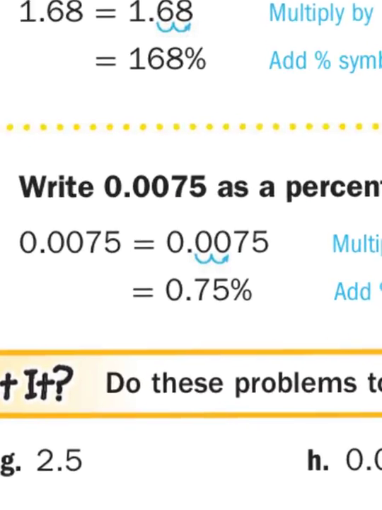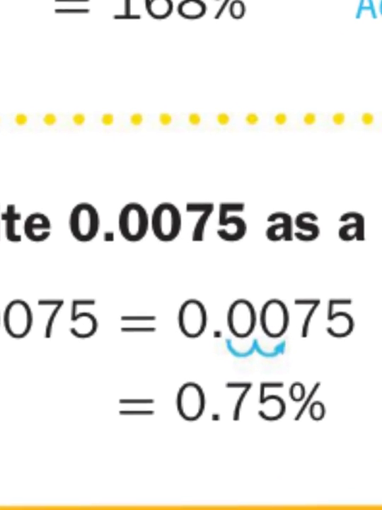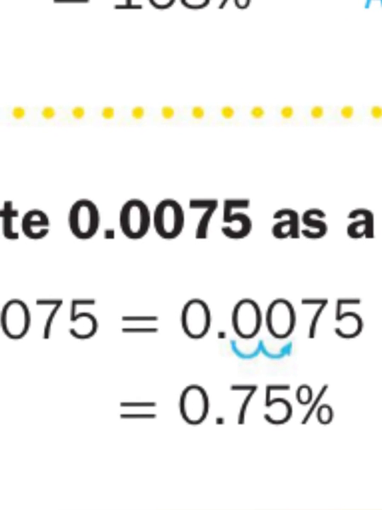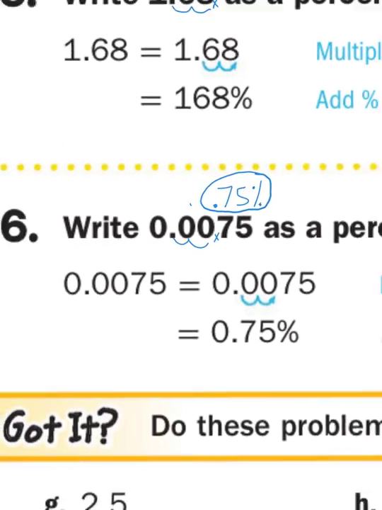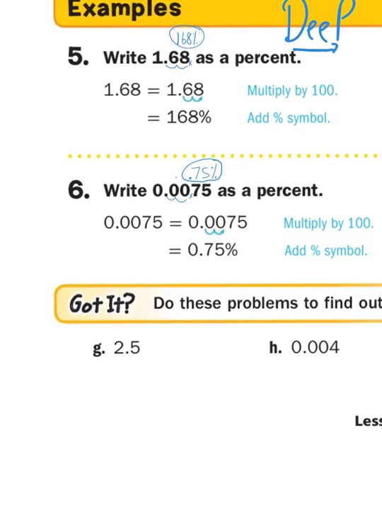Go to 6. I have 0.0075. Move that decimal twice to the right, once, twice, X marks the spot. It's going to be 0.75%. Don't forget your percent sign, because I know it looks like a decimal, but we're changing it to a percent. That's it. Just use DEEP.